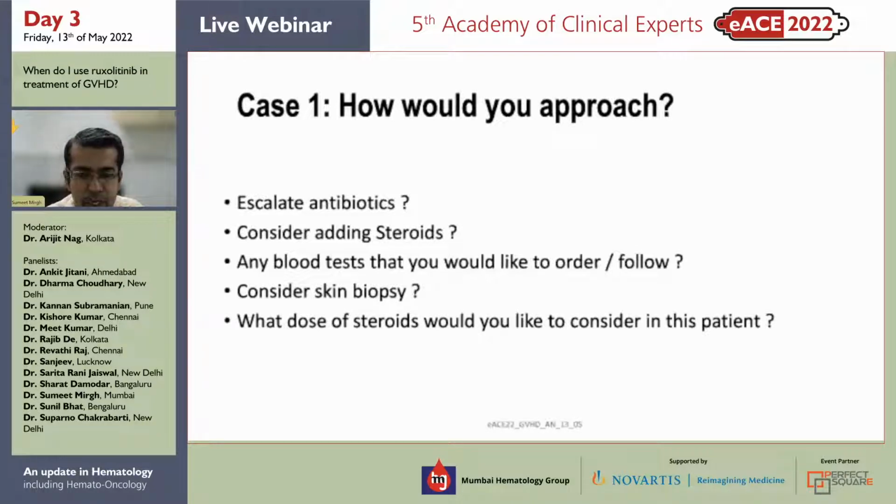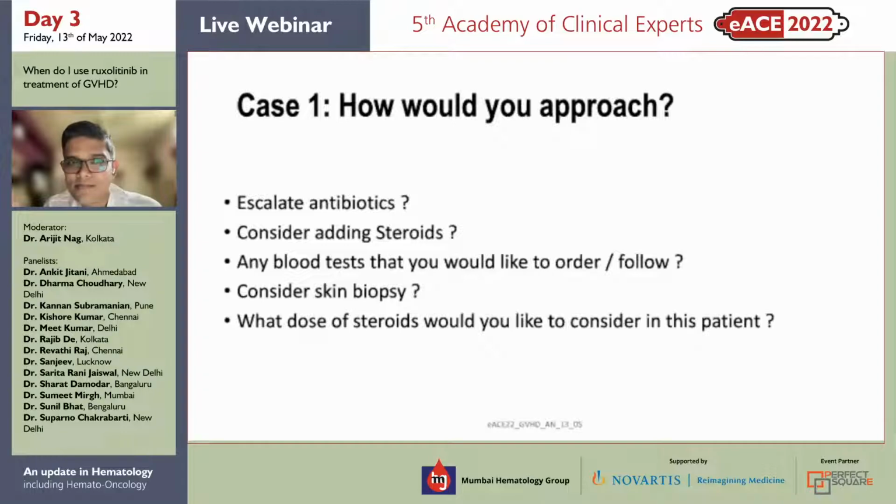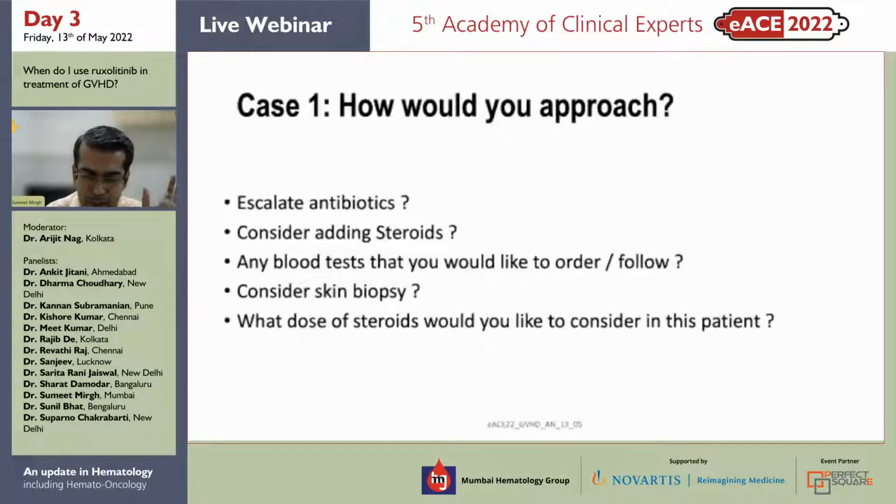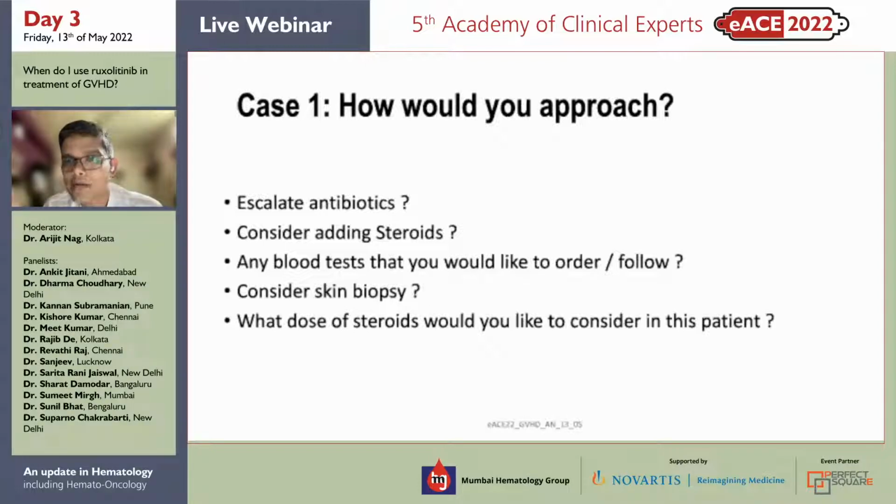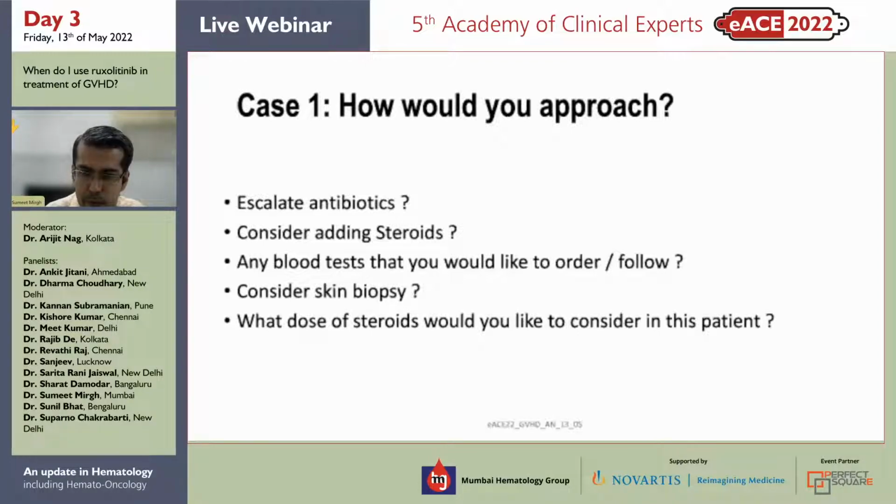In addition to Dr. Sharad Damodar's point, I would like to add that at this time point, yes, steroids, because he has a matched unrelated donor, a peripheral blood graft, myeloablative conditioning, counts are coming up, low-grade fever, you have ruled out possibly an infection with respect to negative cultures. Yes, we are going to give steroids. Those are not more than 1 milligram per kg. So not more than 1 in skin and upper gut, we give a low dose.